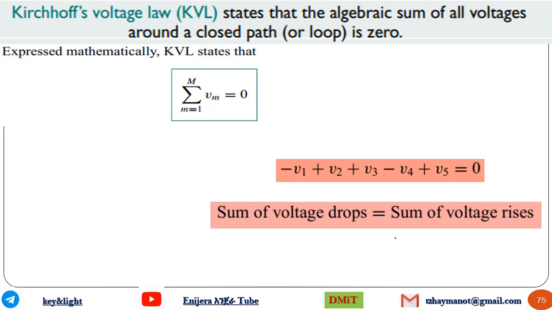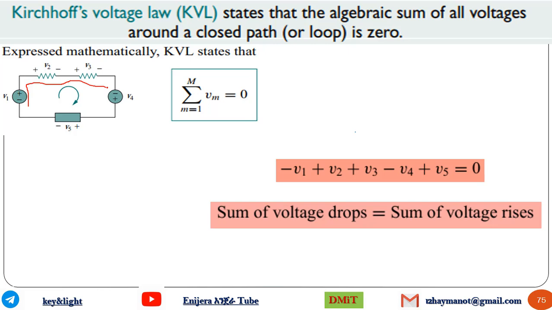The other rule is Kirchhoff's voltage law, which states that the algebraic sum of all voltages around a closed path or loop is equal to 0. Therefore, minus V1 plus V2 plus V3 minus V4 plus V5 is equal to 0. So the sum of the voltage drops is equal to the sum of the voltage rises.